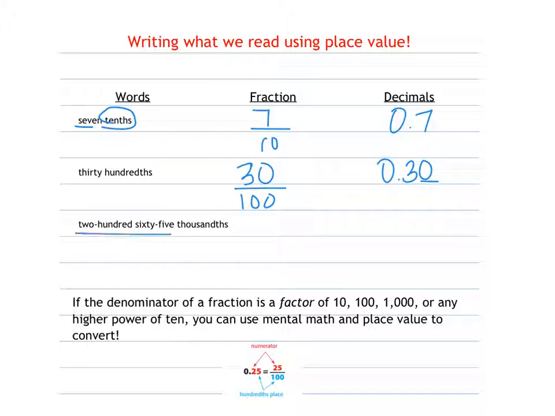265/1000, well, 265, that would be my numerator. Thousandths, that tells me that my bottom number is 1000. And then with decimal, it needs to end in the thousandths place, which is tenths, hundredths, thousandths, third spot after the decimal. 265, ending in the thousandths place. Writing exactly what we are reading on the other side.